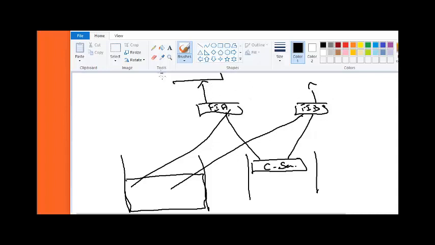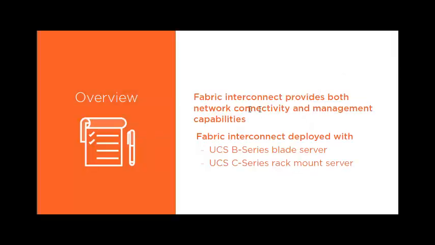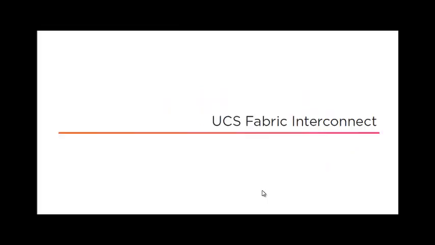to maybe a Nexus switch 5000 or 7000 or 9000, or it can be even connected to a Catalyst switch, but mostly in data center we use Nexus switch. So that's the word mentioned here. Fabric Interconnect provides both network connectivity and management capability. The Fabric Interconnect is deployed with the B series blade servers as well as the C series rack mount server. So this is what we are going to see in depth.